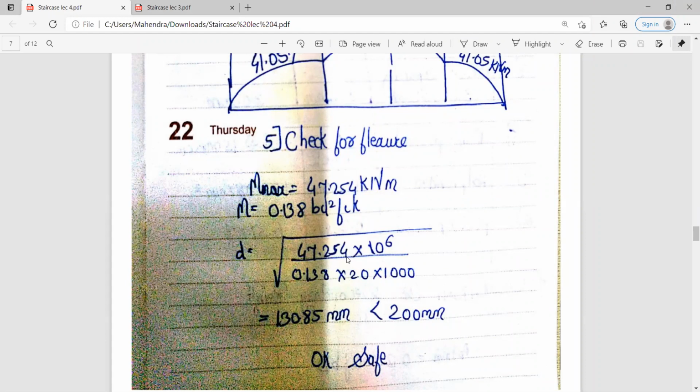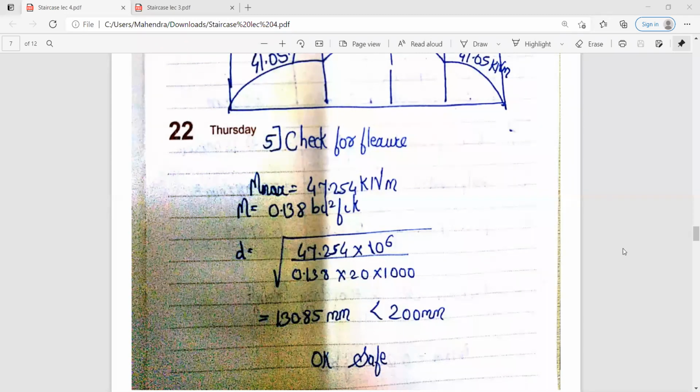Then d will be equal to square root of M upon 0.138 b into fck. So square root of this maximum bending moment, that is 47.254, as we have to convert it in mm, you have to multiply it by 10 raised to power 6, upon 0.138 into fck. Fck kitna hai? 20, because M20 grade is given to you, and b is 1000. So the value for depth comes up to be 130.85. That is less than the value that you have calculated in step number 2. So your design is safe for flexure.